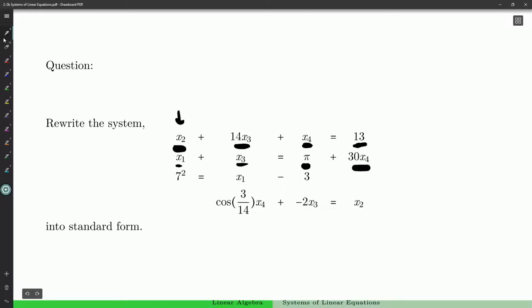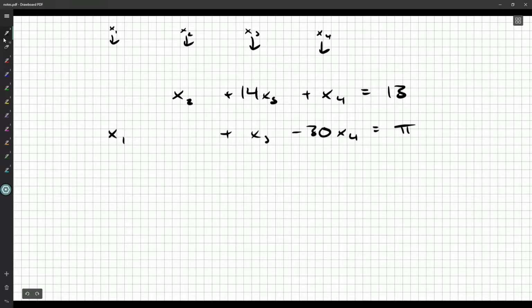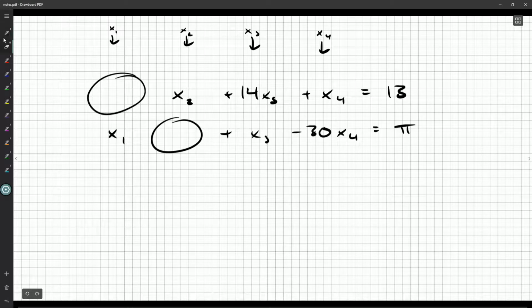There's an x4 on the wrong side, so we're going to have to bring that over, turn it into a minus 30x4. And then we just properly space things out, leaving appropriate gaps here, because there are no x1s in the first expression and no x2s in the second expression.